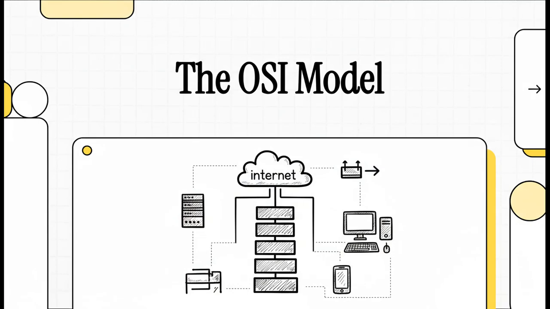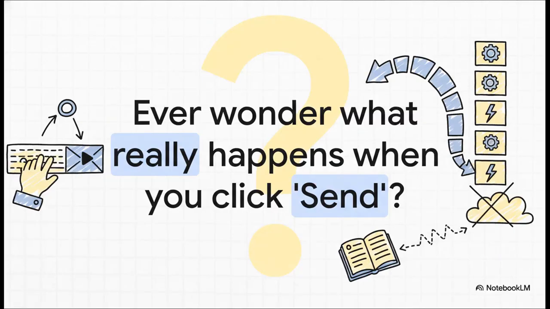All right, today we are diving deep into the secret rulebook that pretty much runs the internet. It's something that's working behind the scenes every single time you go online, the OSI model. So let's jump right in. Think about it. You type a message, you click a link, you send an email.